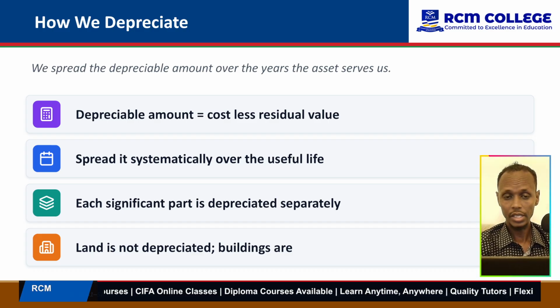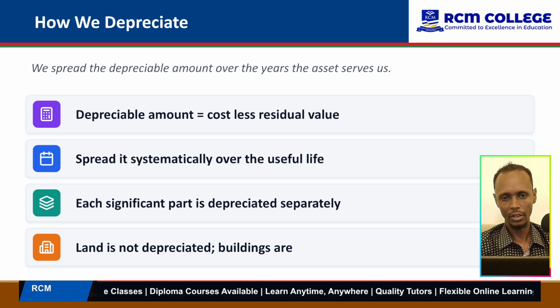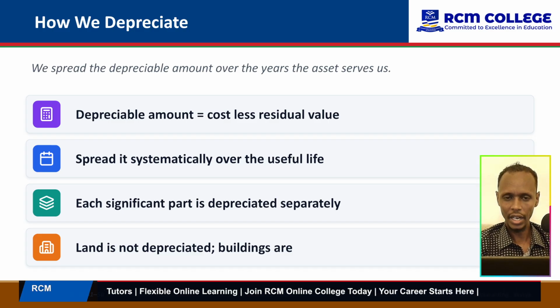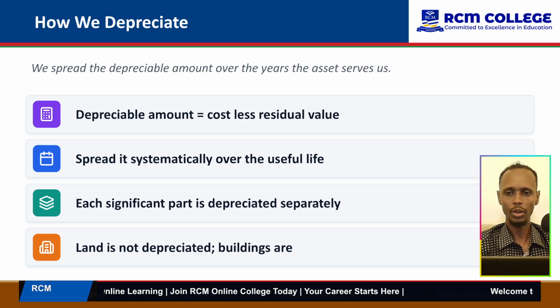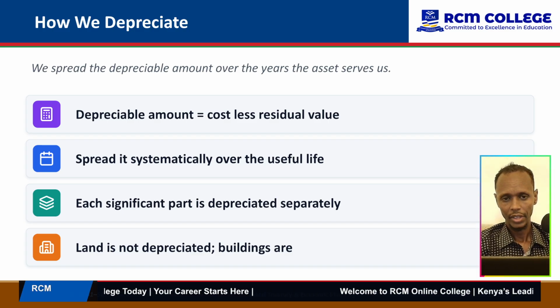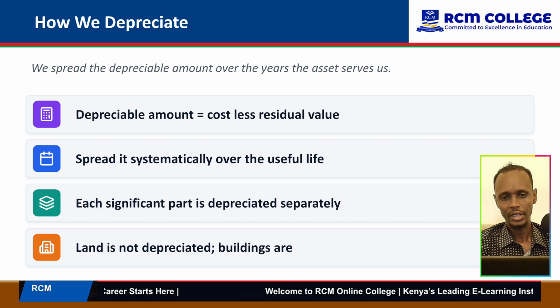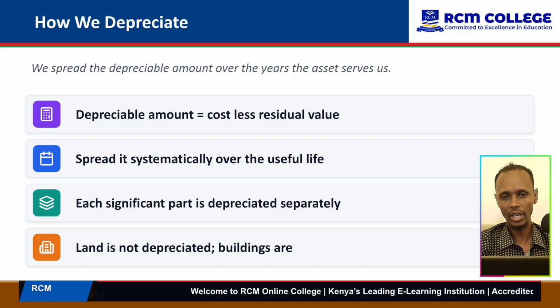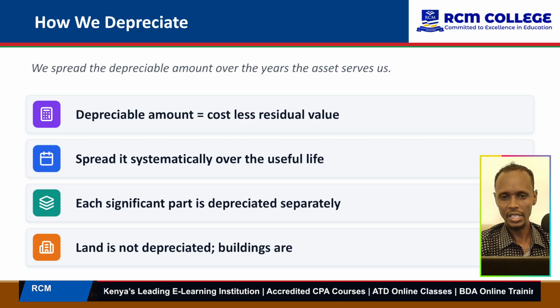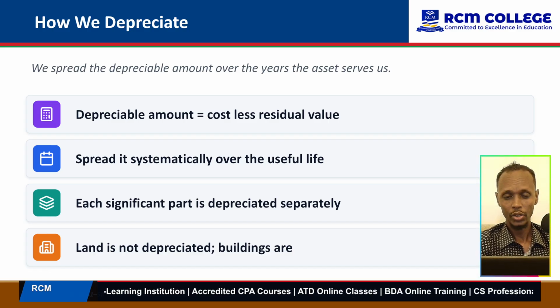And then some of the people, they make a mistake. What is the mistake they make? They wait until that asset's figure goes to zero. IPSAS tells us we look at our assets at the end of each reporting period and see if the depreciation rate or the useful life has changed. Depreciation spreads this amount systematically over the useful life.